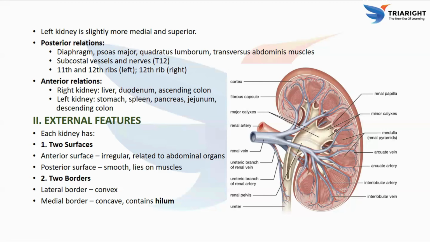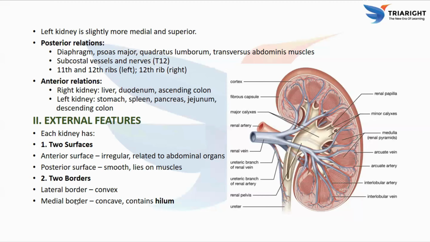So what are the external features of the kidney? You have learnt about the structure and shape of the kidney and where it is located. Next, coming to the external features of the kidney. The kidney has two surfaces and two borders. What are the two surfaces? Anterior surface and posterior surface. The anterior surface is irregular because abdominal organs press against it, whereas the posterior surface is smooth because it lies on the muscles.